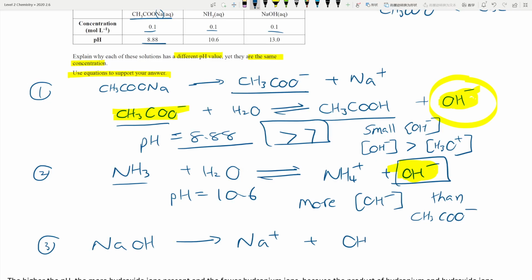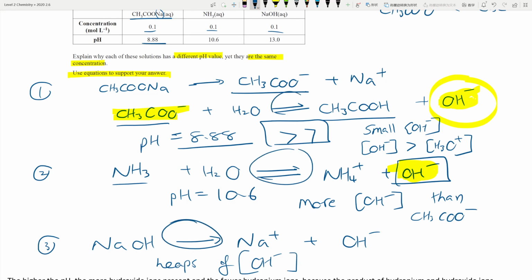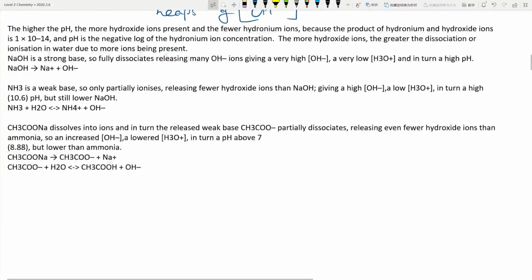into Na plus and OH minus. So that means there are heaps of OH minus concentration, because this is a complete dissociation. These other two are partial dissociation, therefore that has the highest pH. Okay, so let's have a look at the answers.